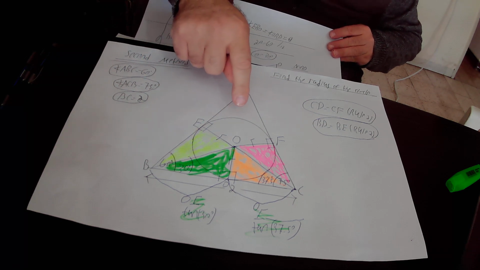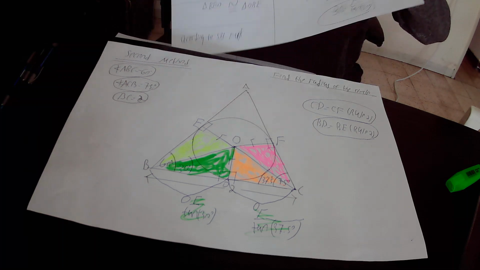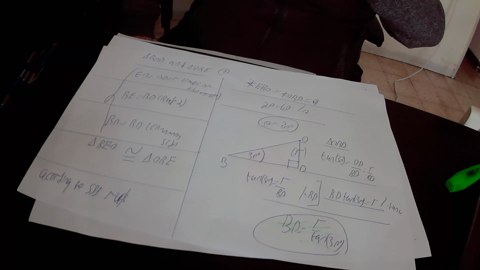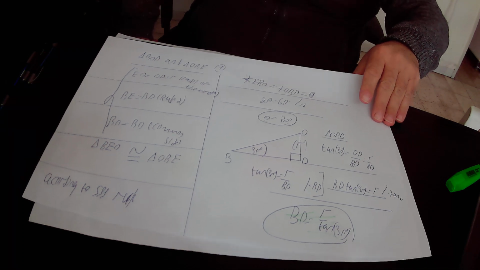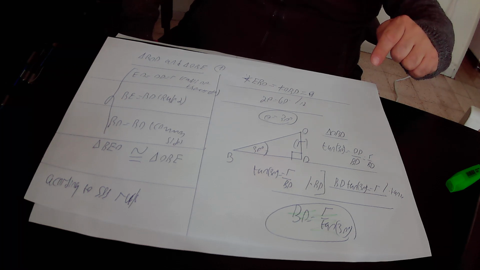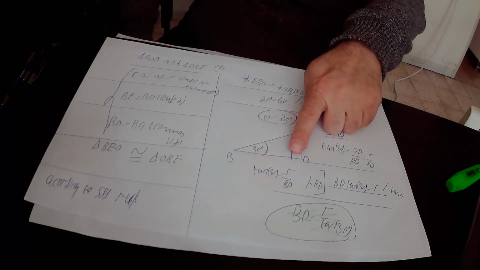Then I copied the right green triangle OBD in a new page, and we analyze this right triangle OBD. This is the right triangle OBD that I copied from the original drawing. In this right triangle OBD, tan 30 degrees equals OD over BD. OD is R, so tan 30 degrees equals R over BD.